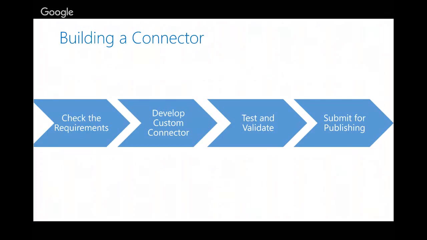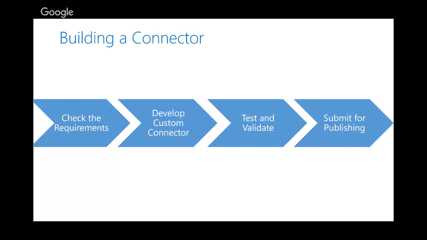The very first thing we ask is that you check the requirements of our system to make sure that your service and the connector you're building make sense with the products that we offer. Then you can develop using Flow and PowerApps through a feature we call Custom Connector, which I'll show today. So you can actually build and develop directly within the products that you'll release in. Then, of course, you can test and validate it.